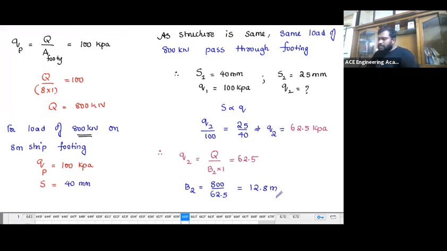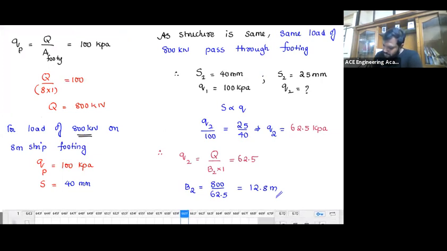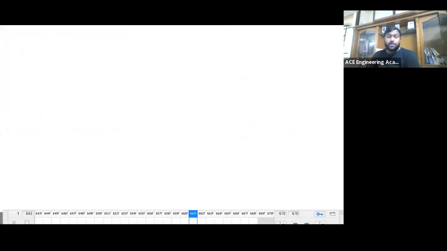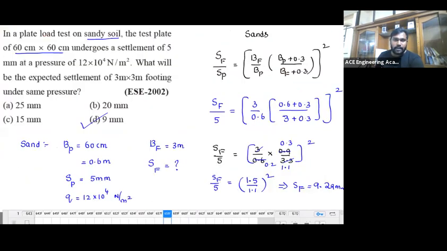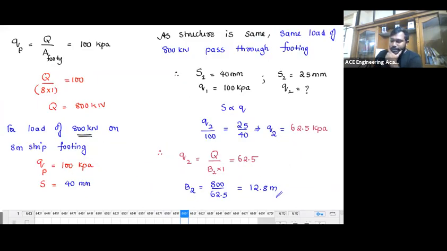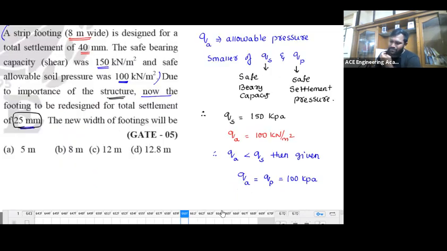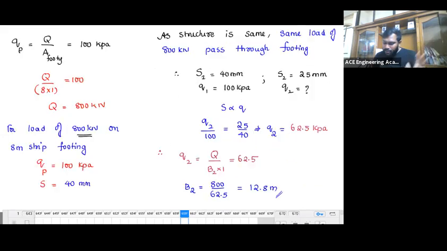Now, there is one more thing. You are seeing the permissible settlement. You are saying the settlement should not be more than this one and that one. What should be that value, sir? Let's come to the values of these permissible settlements. How do you know that is a granular soil? I did not use any granular soil. Whether the soil is granular or clay, I don't care. But the settlement is directly proportional to Q.